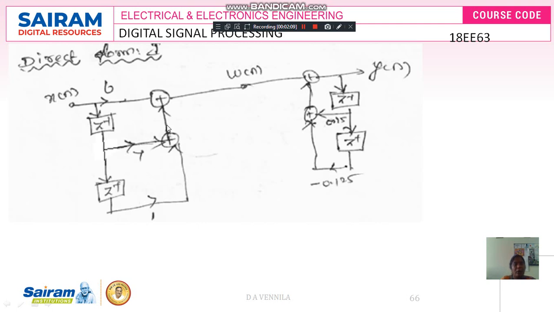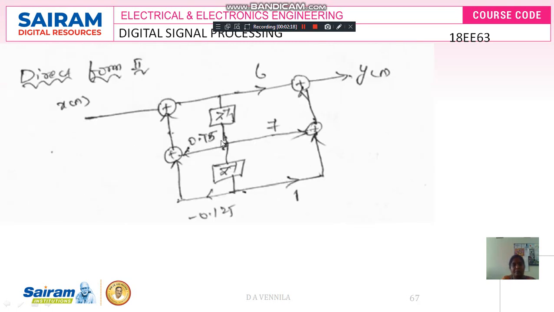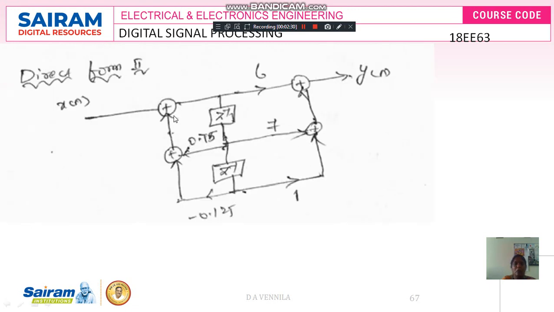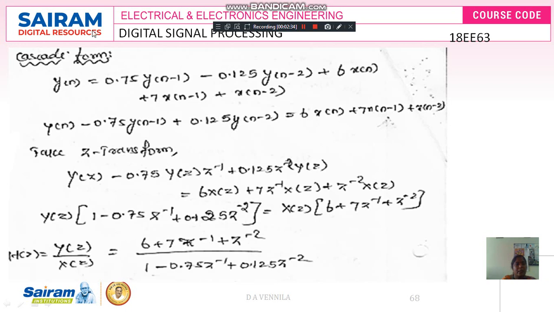And direct form 2 realization means the same thing: you take this side and replace this side in order to make the common delay. See, in order to make the common delay, this output will be taken and this input will be taken this side, making a common delay element in order to reduce the delay and in order to save the memory. The next one is cascade.